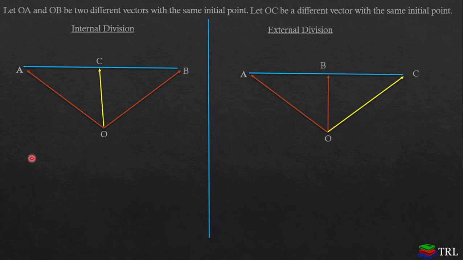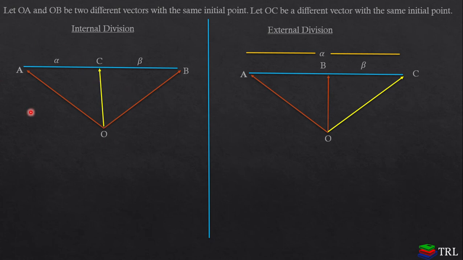Now in the internal division section we have that vector OC divides the magnitude between the point A and the point B into alpha and beta respectively, whereas in the external division section we have that the vector OC divides the magnitude between the point A and the point B into two sections. We have alpha and we have beta. That is, the magnitude between the point A and the point C is alpha, and that between the point B and the point C is beta.